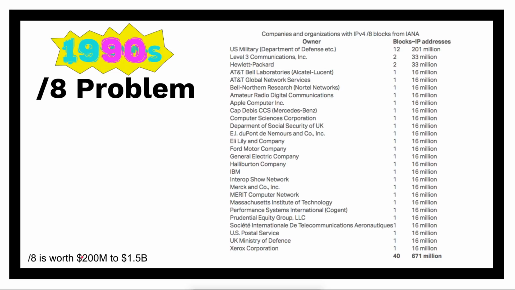So very, very expensive. And this is just an interesting table I found on the web that shows companies, how many blocks they own, and how many IP addresses are associated with it. So the Department of Defense has 12 /8 blocks in the IPv4 address space, which is 201 million IP addresses. And you can see that just this small chunk takes up a very large percentage of the overall available IP addresses. So that's kind of why we have this problem of a shrinking number of IPv4 addresses.